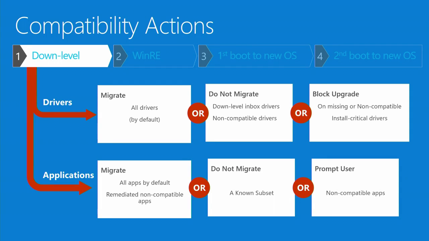For applications, we migrate everything by default. We can even remediate issues during the upgrade. So if we find an application that's incompatible and it needs a shim in order to work, if you've ever gone to Chris Jackson's app compat sessions, shimming's just a way of fixing issues in applications by changing the behavior of the OS to match what the app expects. We can apply shims to the apps as part of the upgrade process.